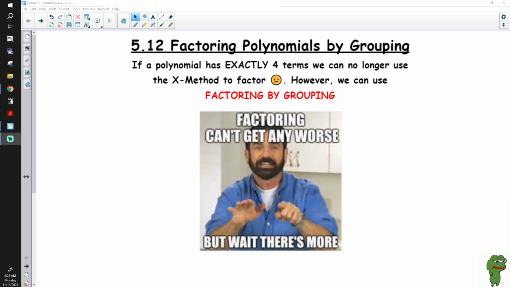That method is called grouping, and it's specifically for 4-term polynomials. Now, not every 4-term polynomial can be factored by grouping, but whenever you see one, you should try to factor it with grouping, because I think it's the easiest method of factoring.